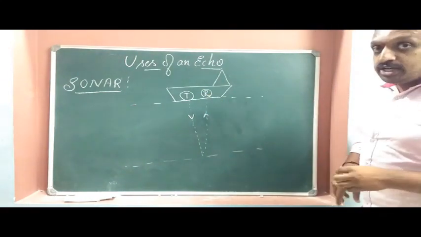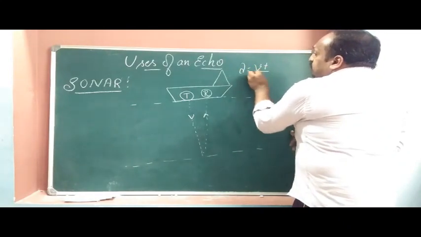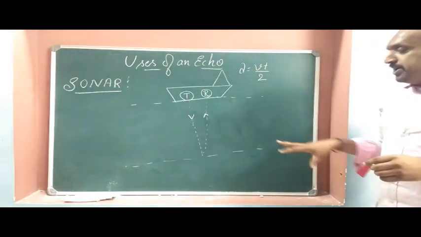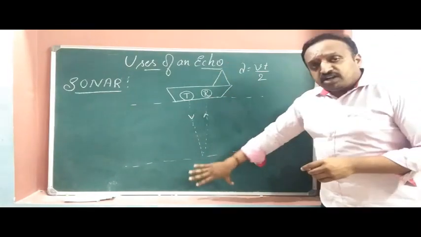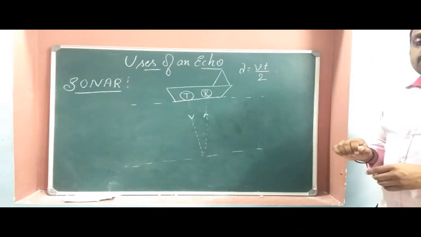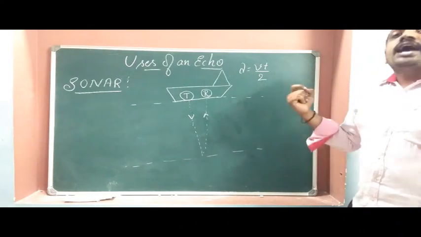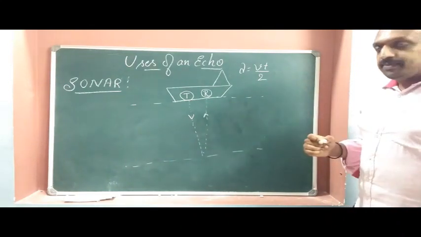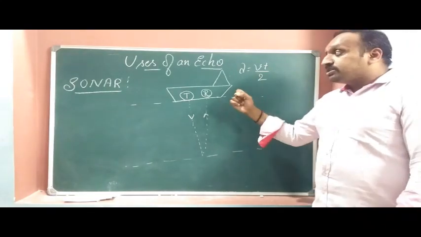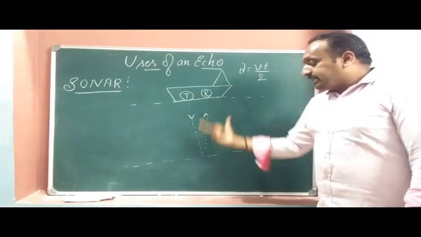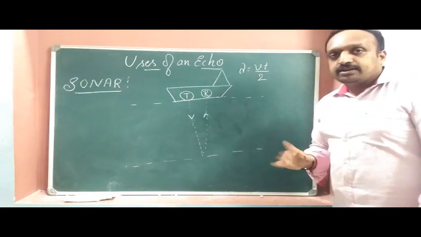The time will be noted down and we know the formula, that is D equals V times T by 2. With this, they can find out the depth of the ocean. This method is called echo ranging. I repeat, the method which is used to find the depth is called echo ranging.